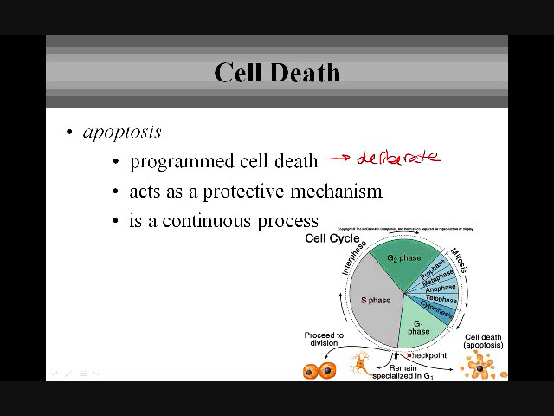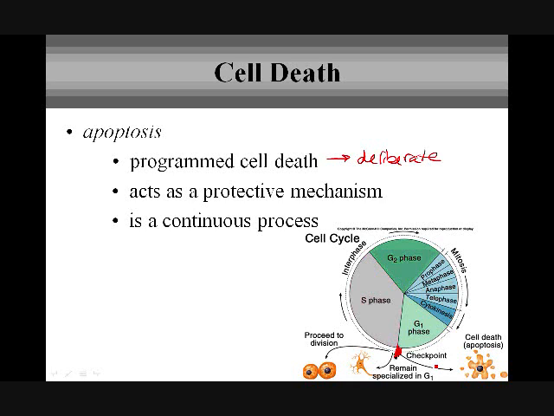And it occurs at a certain checkpoint right after G1, where after G1 the cell grows and a decision is made at that point: is the cell supposed to proceed through division, or is it supposed to be destroyed because of the potential harm it could cause to the organism as a whole.